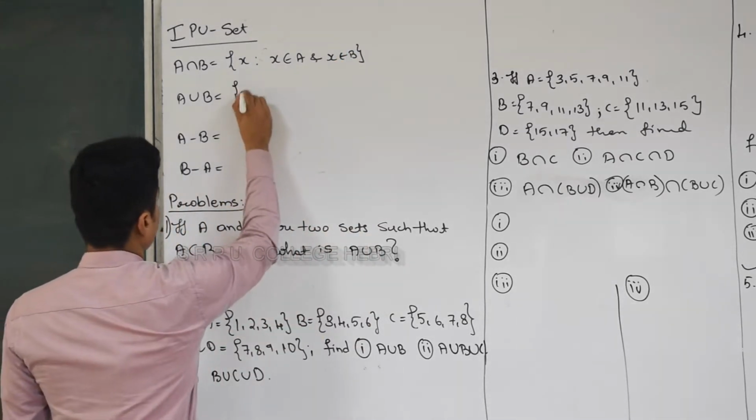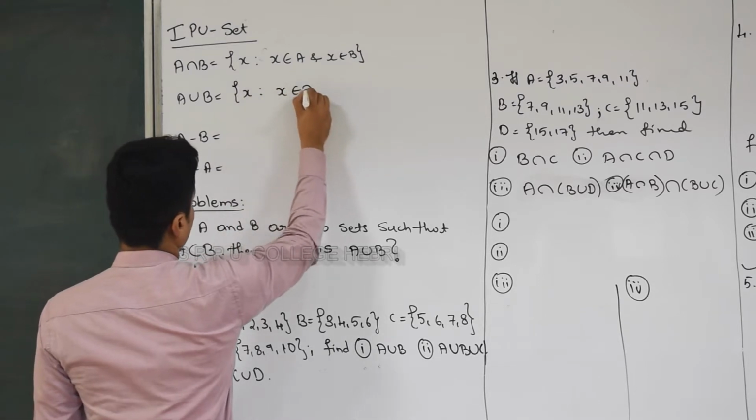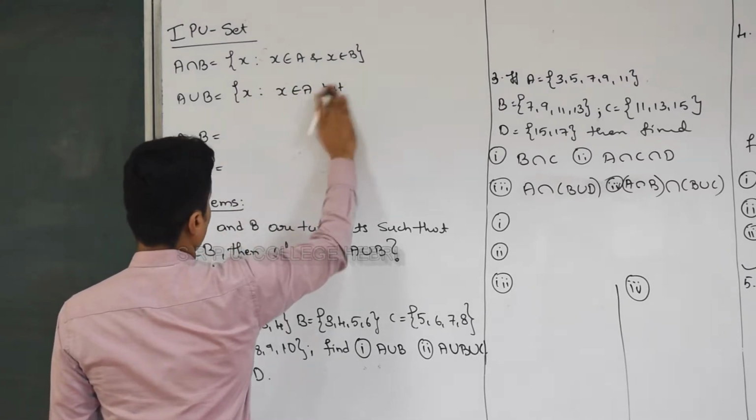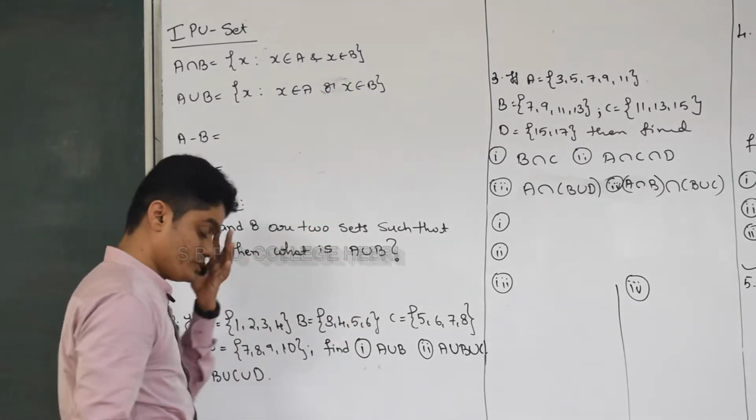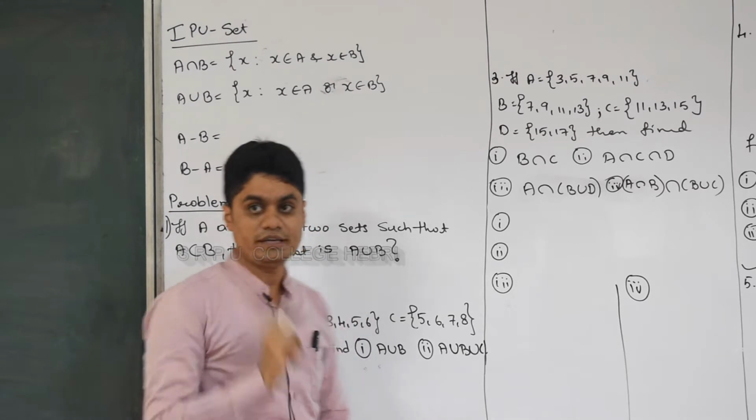What do you mean by union? x such that x belongs to A or x belongs to B. You have to take the elements from both sets. If there is a common element, take it only once.